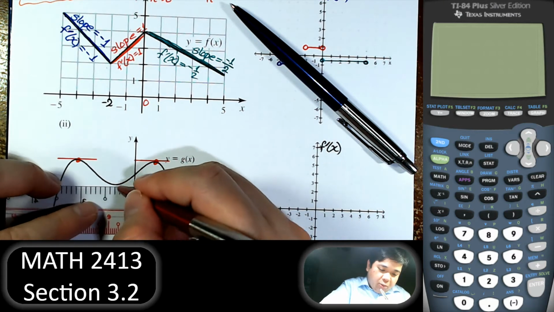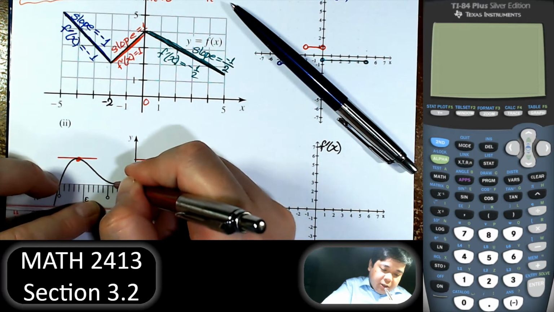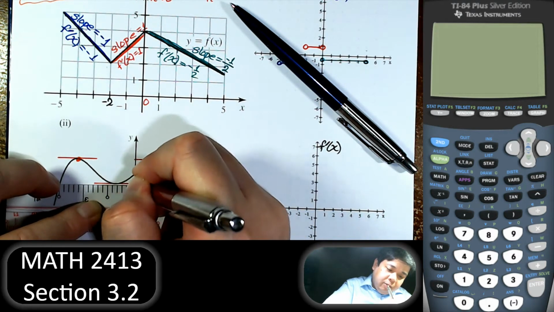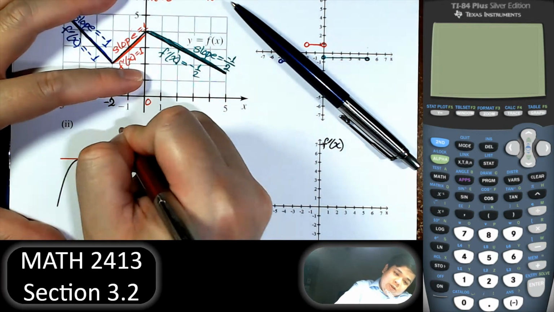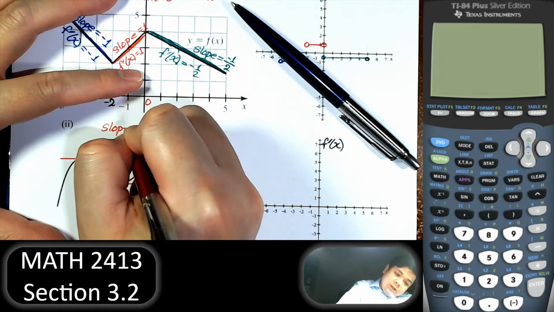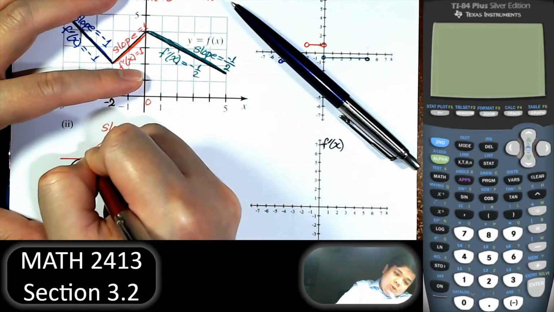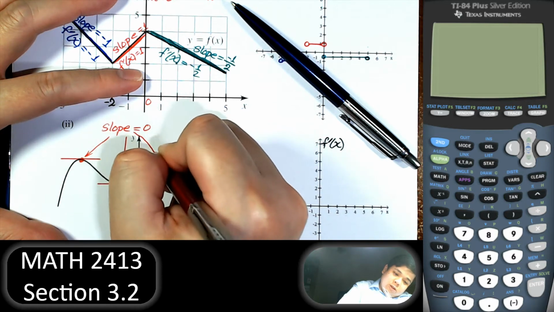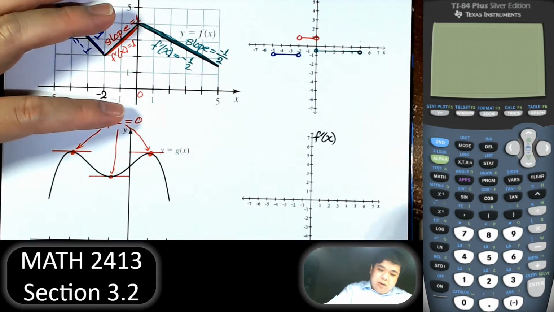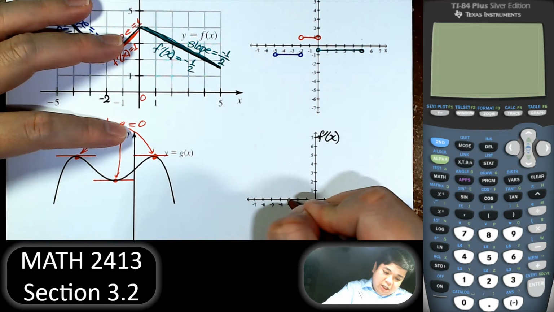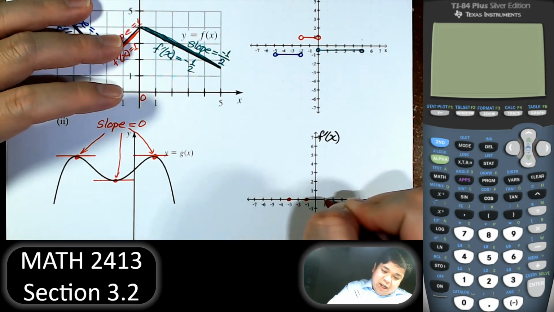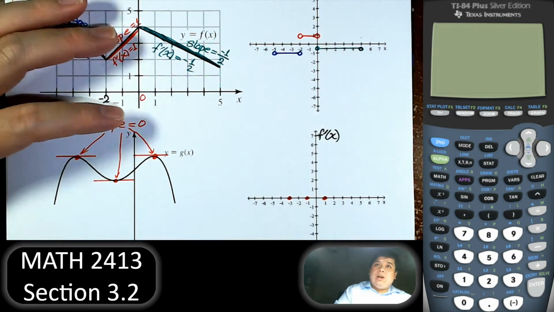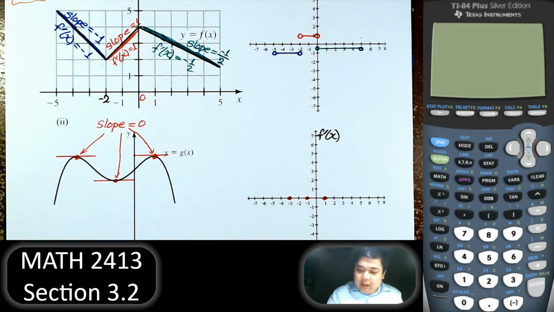And also at -1. The tangent line for those points has slope equal to 0. So the slope is equal to 0 for these 3 points: at -3, at -1, and at 1. So at those 3 points.